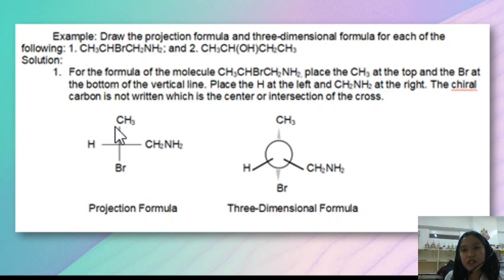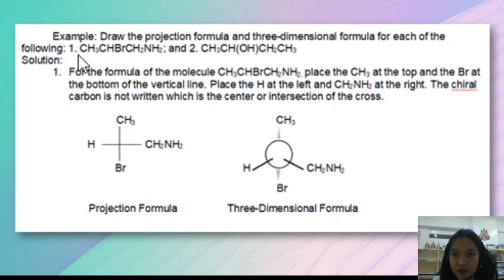Okay, so always find first before writing a projection formula. Always find first the chiral carbon atom. So before you start writing the projection formula, identify first if the given sample contains a chiral carbon. Okay? So dapat malocate mo muna yung chiral carbon sa given na sample. Now, how to locate the chiral carbon in a given chemical formula?